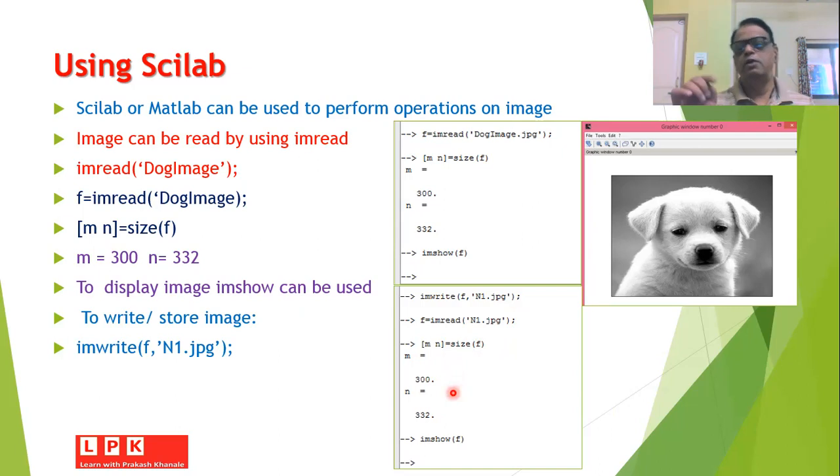If you check your directory, you will find that now you have two files. One is the dog image and the other is n1. So these are certain simple functions that can be used whenever you want to process any kind of image using software such as Scilab and MATLAB.